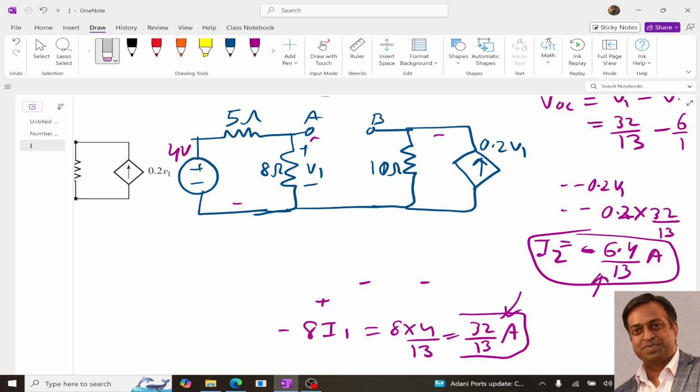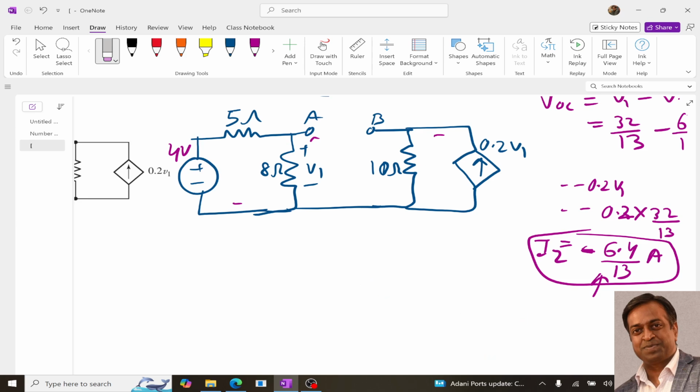Now to determine the ISC, what we need to do? We need to short circuit this AB terminal. We are going to short circuit it, and then we are going to determine this ISC. Now since in the circuit we have three loops, one loop is this, let it be I1, second loop I2, third loop I3. So simply we can apply the mesh analysis.